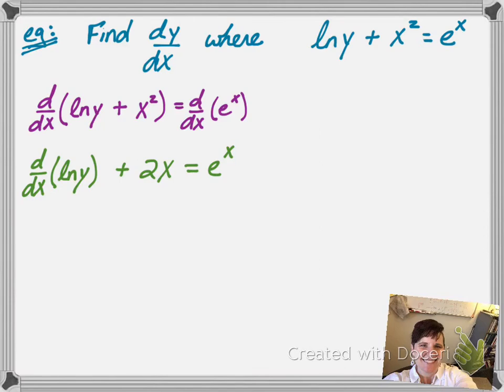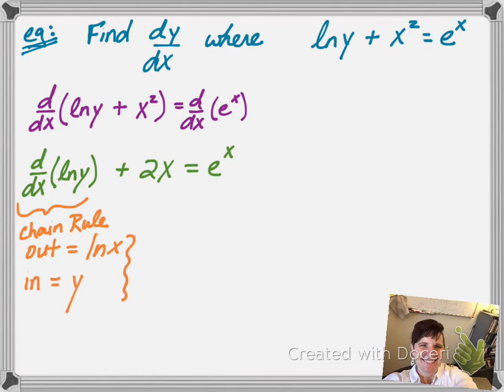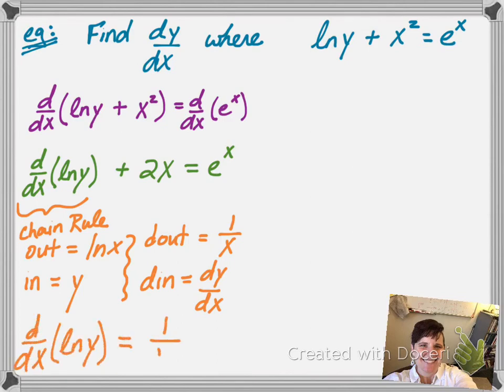And what is the derivative of the natural log of y? Well, we're going to use the chain rule. Implicit differentiation is just the chain rule. So my outside function looks like natural log of x. My inside function is just y. And the derivative of natural log of x is 1 over x. The derivative of y is dy/dx. And so the derivative of the natural log of y is 1 over y times dy/dx, because it's the derivative of the outside composed with the inside multiplied by the derivative of the inside.